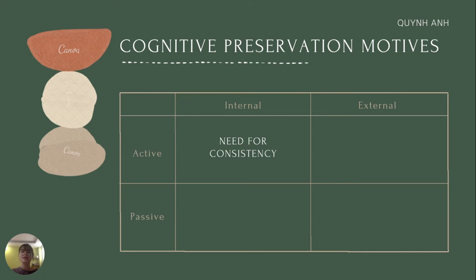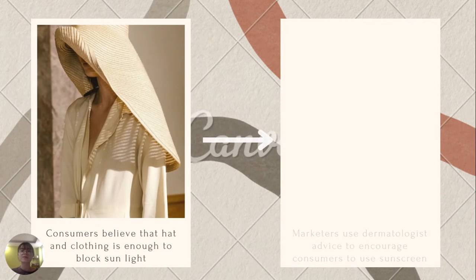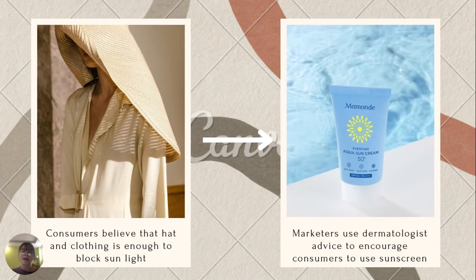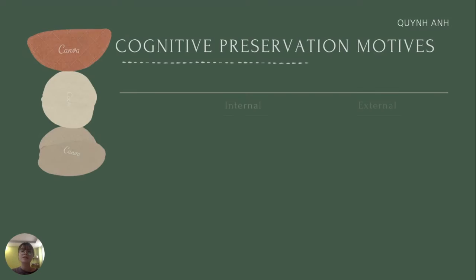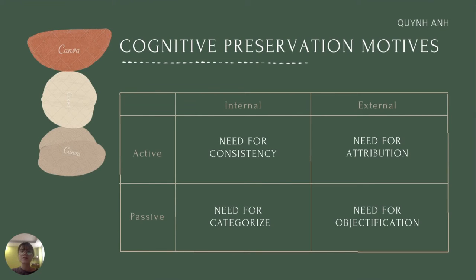Consumers dislike receiving information that contradicts their internal consistency. For example, many consumers believe that wearing a mask and big hat is enough to protect them from sunlight, so they don't need sunscreen. To overcome this, marketers must use highly credible sources such as advice from dermatologists. The second is the need for attribution. Consumers generally attribute selling motives to ads and disbelieve or discount the message. To solve this, marketers must apply a range of strategies, including a trustworthy spokesperson.